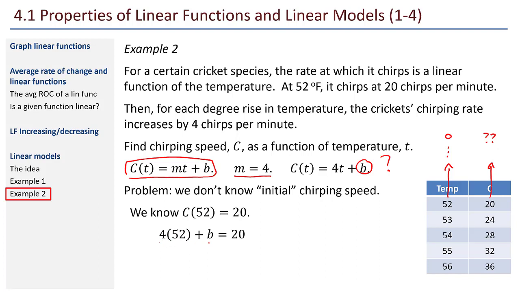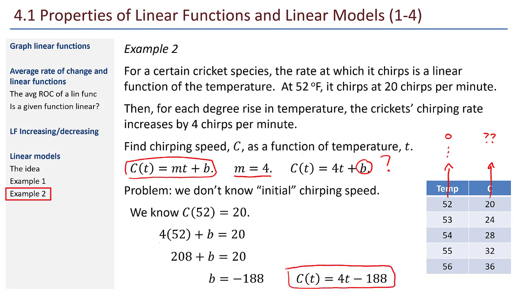4 times 52 plus b is 20. And now I can figure out what that missing b is. 4 times 52 is 208. Subtract 208 from both sides. b equals negative 188, and that gives us a formula for chirping speed. C of t equals 4t minus 188.